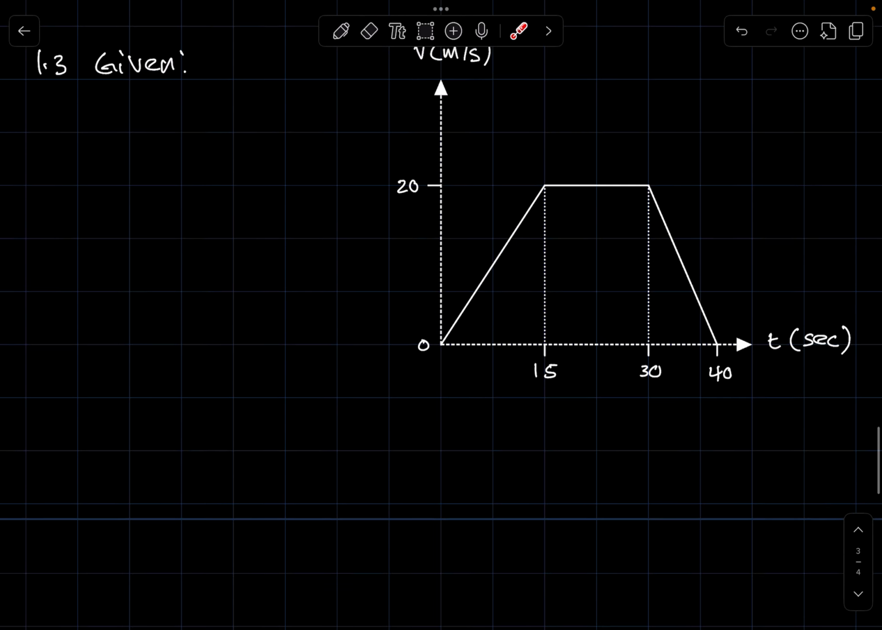So we are told that this Toyota Yaris moves from rest, so it moves from 0, it accelerates for 15 seconds. After accelerating, after 15 seconds, it is at a velocity of 20 meters per second. So this is how the graph looks after 15 seconds.